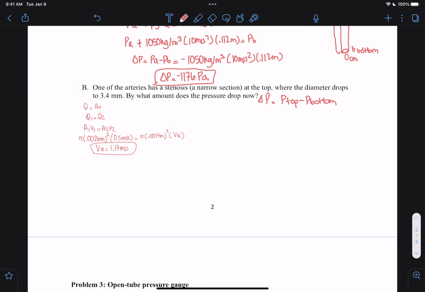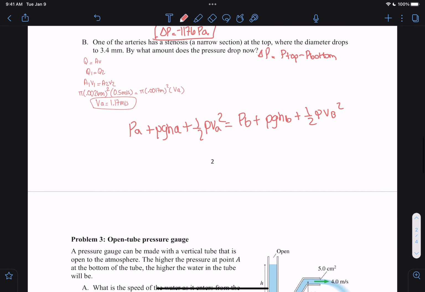Now we want to see how that change in velocity is going to factor into the Bernoulli equation. And so you have PA plus rho g hA plus half rho vA squared equals PB plus rho g hB plus half rho vB squared. So PA and PB, once again, they're unknown. We have to figure them out, or at least figure out the change in the pressure, top minus bottom. And so we can just figure out the rest of these values here.